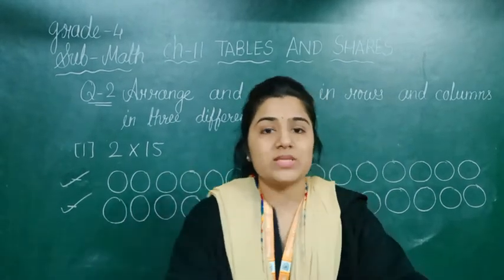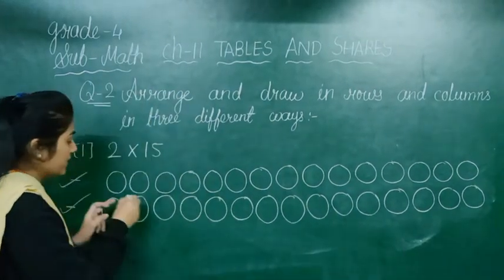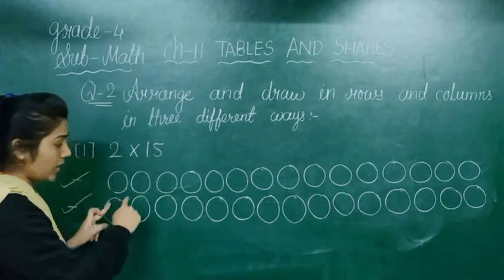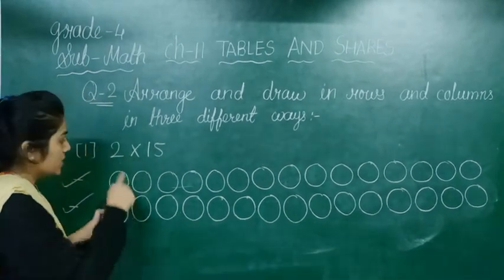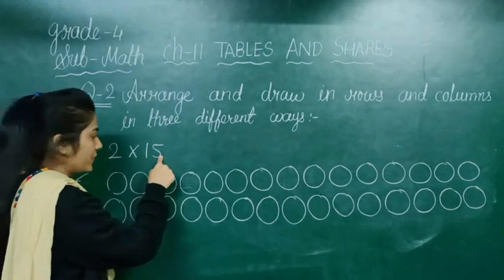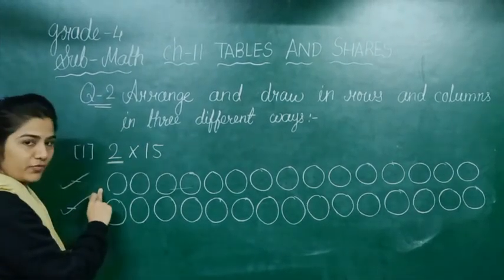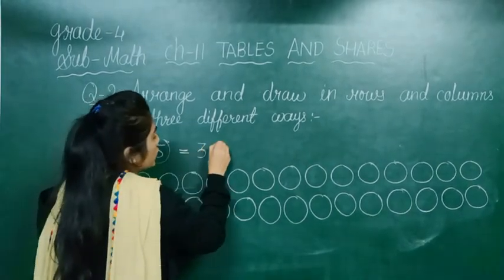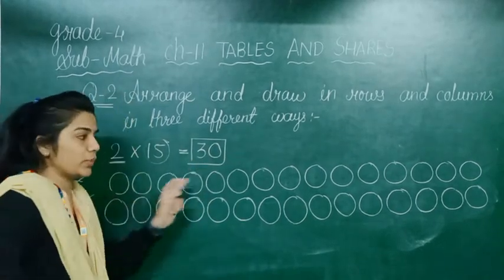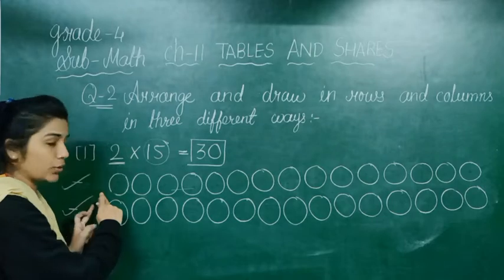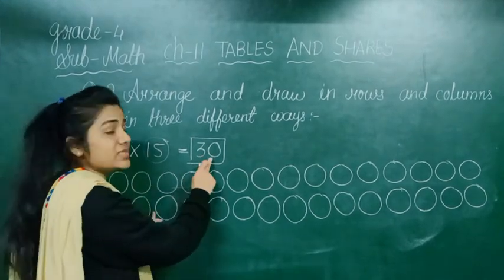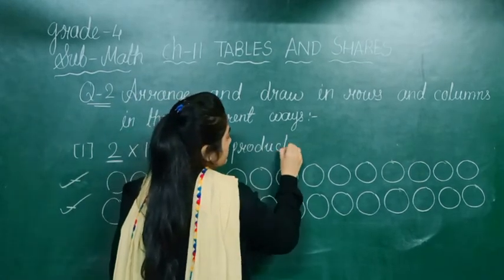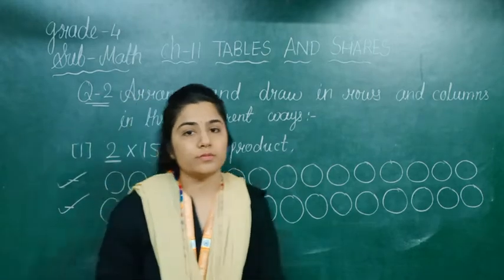So what is the meaning of that? That means we have drawn 15 circles in the first row and 15 circles in the second row. So that is 2 multiplied by 15, where 2 is the number of rows and 15 is the number of circles. The product we get is 30. If you count the total circles of the first row and second row, you will get 30 as the answer. That means 30 is the product. So this is your question of your workbook.